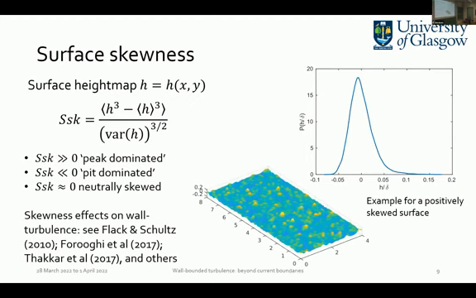Now, to return to this, I wanted to briefly discuss the two secondary parameters which have been most widely studied. These are surface skewness and effective slope. So, just to illustrate them: the surface skewness is just the skewness of the height distribution of the surface. If this is positive, we would in general see this as a peak-dominated surface. If it's negative, pit-dominated. And if it's approximately 0, a neutrally skewed surface. Skewness effects on wall turbulence have been investigated in a number of studies, some of which are mentioned here.